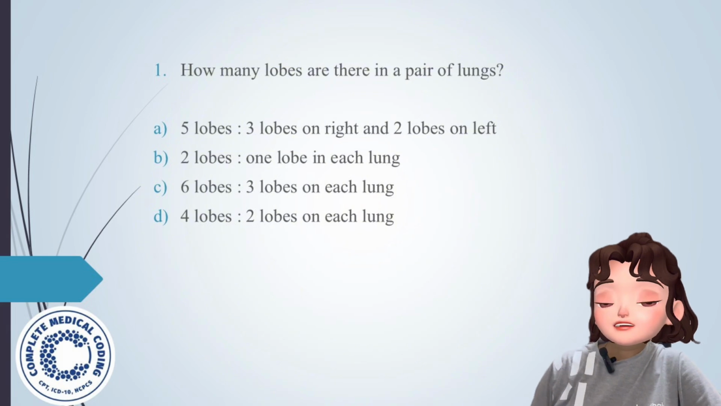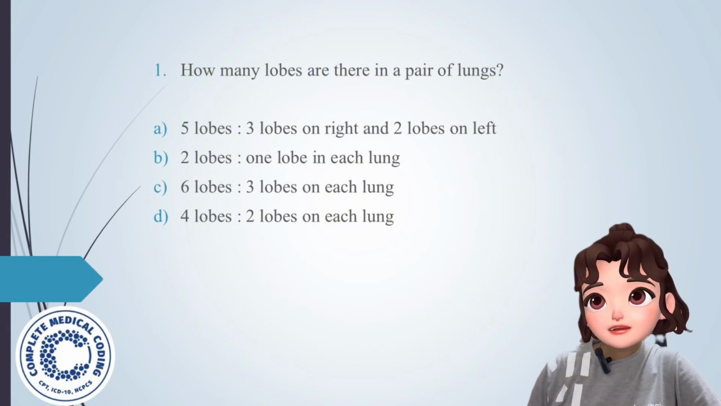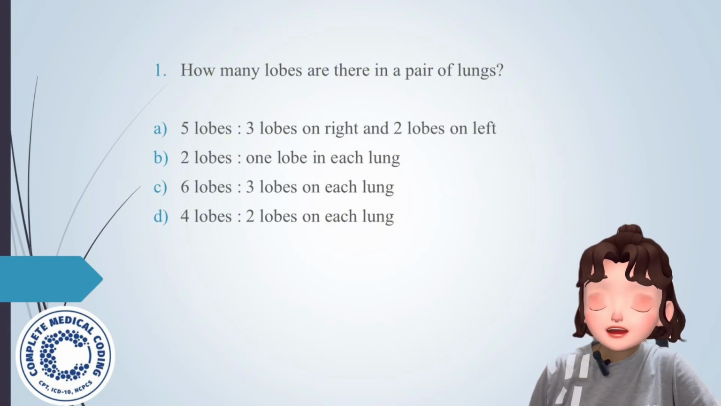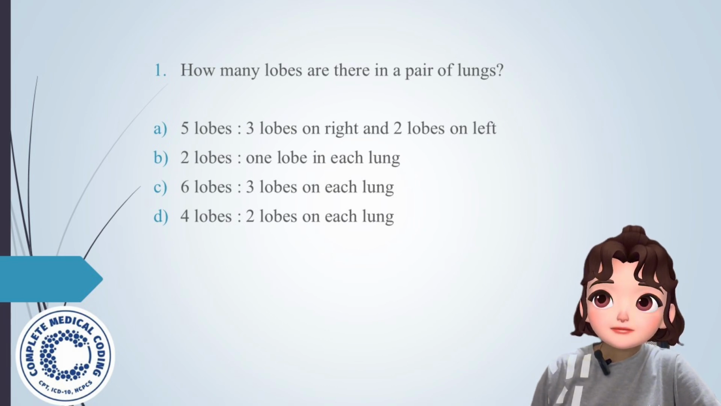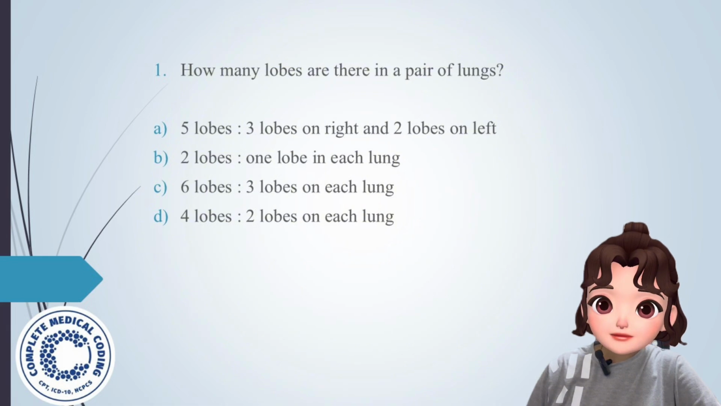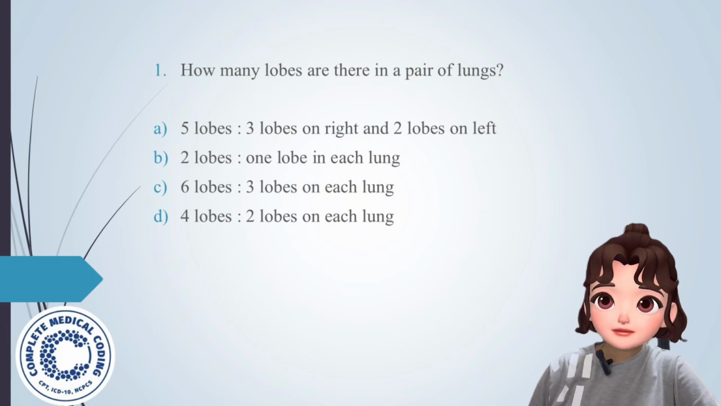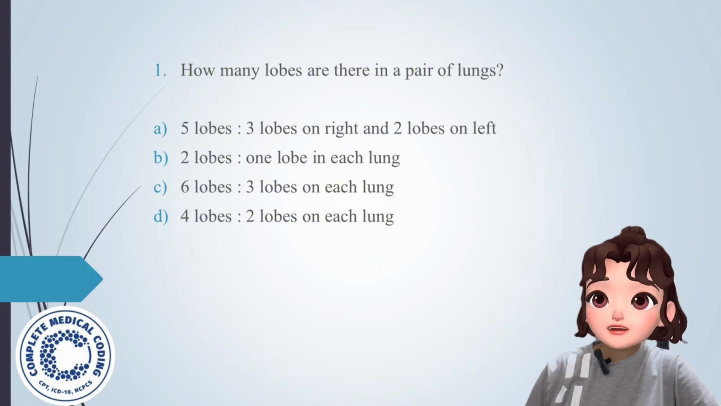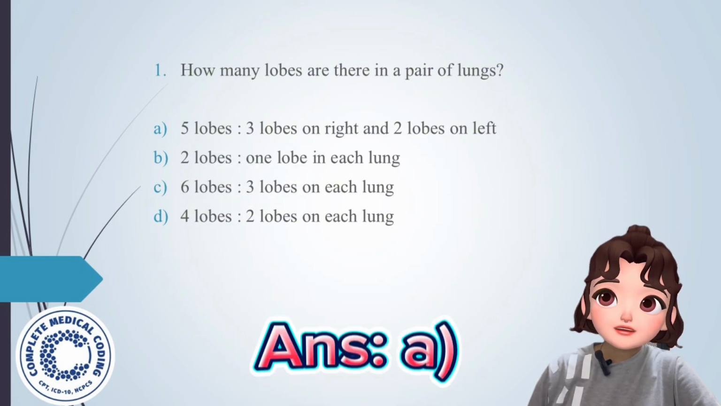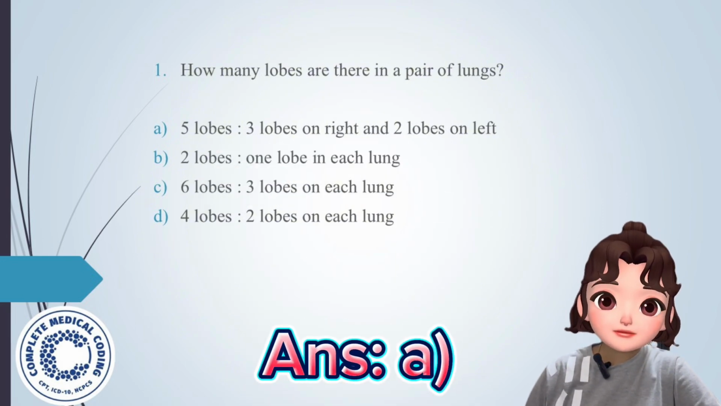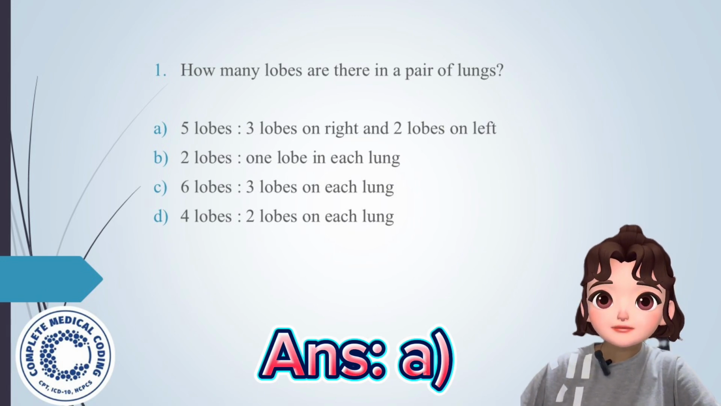First question. How many lobes are there in a pair of lungs? Okay, there are 5 lobes totally in a pair of lungs. 3 lobes on the right lung and 2 lobes on the left lung. That is what the answer is. So it is option A. Our lungs are having 5 lobes in a pair of lungs.